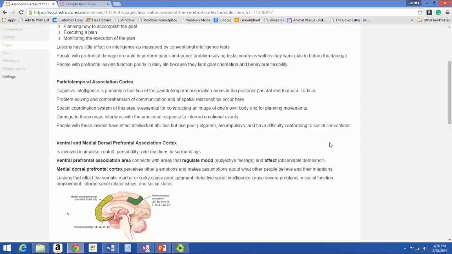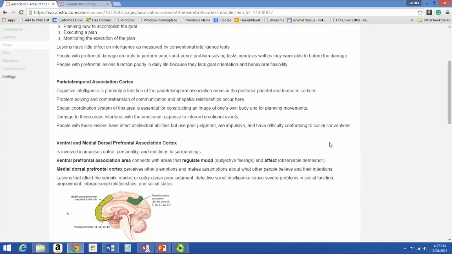So the ventral and medial dorsal prefrontal association cortex are also involved in impulse control, personality, and reactions to surroundings. So a lot of times people with brain injuries, unless they have an incredibly supportive family and friend group, have a hard time maintaining their existing relationships after their brain injury because their personalities change so much, and their reactions to surroundings.